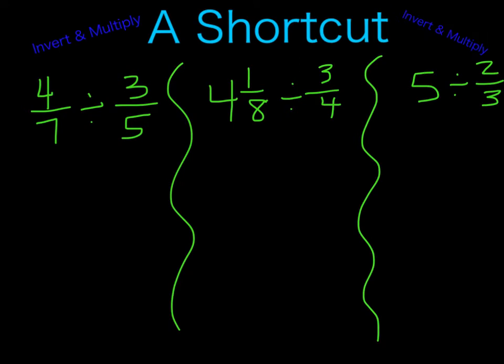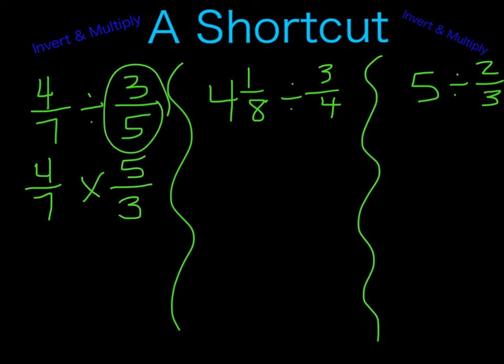This rule is called invert and multiply. Invert means basically to take this second fraction and flip it over. When I do that, my problem is going to end up looking like this: 4/7, and remember I'm changing my division symbol to a multiplication symbol now, and I've created 5/3 because I inverted the second fraction. Now I just get to multiply right across like what you're used to doing.